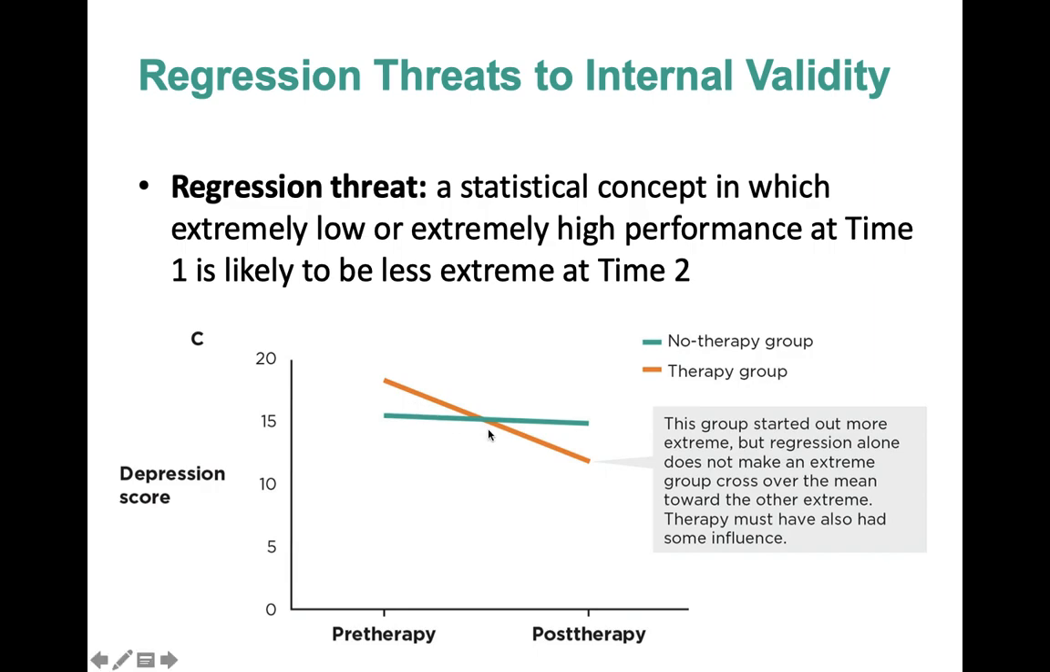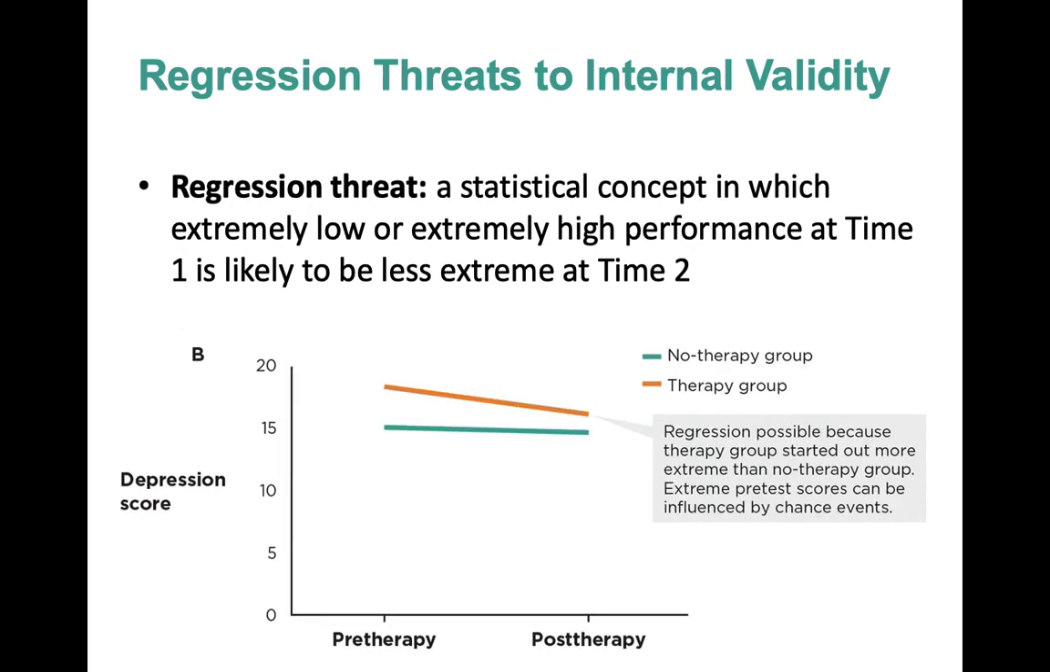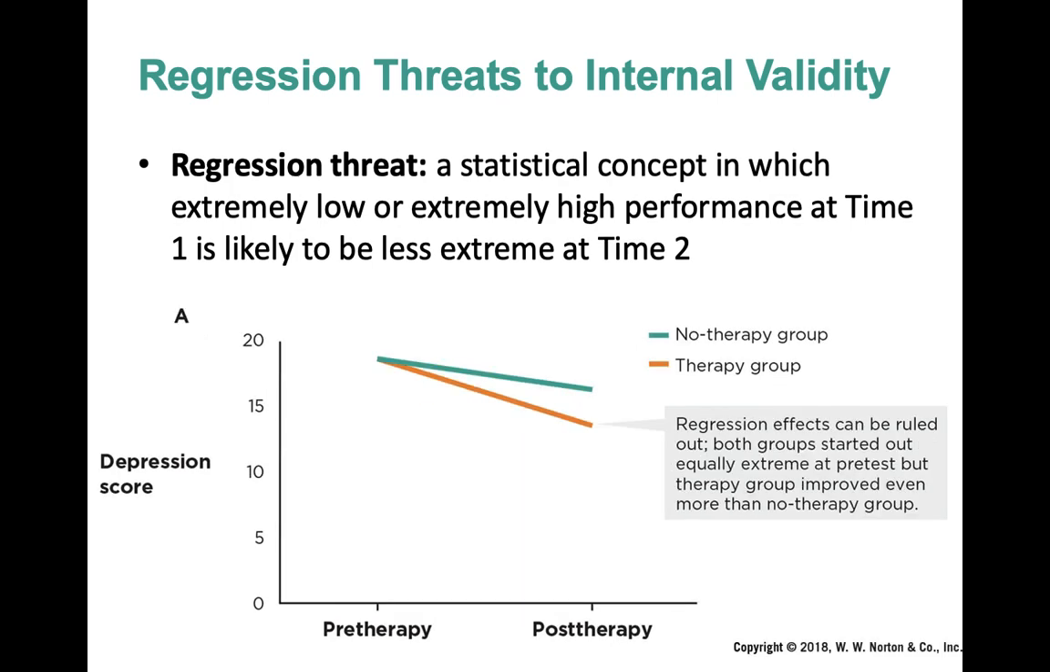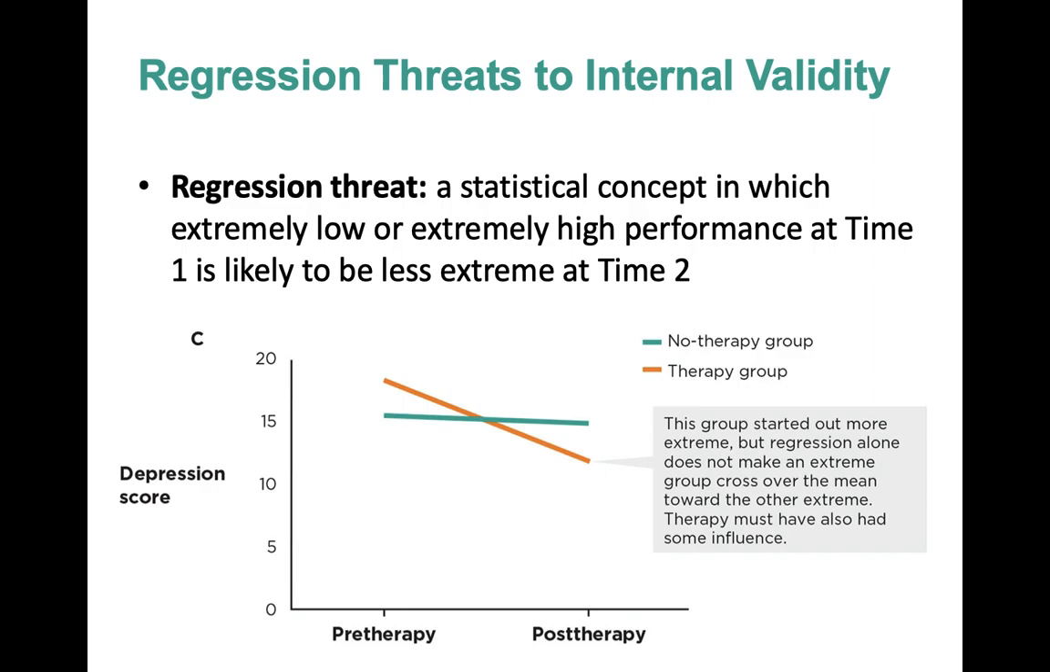Okay, you wouldn't get this crossover effect where the therapy group is even less depressed than the control group if it was only due to regression. Therapy must have also had some influence. So the way to assess whether there's a regression effect is to use a control group, and then you need to inspect the pattern. So with a control group, regression is still possible in this case. Regression can't be the only factor here. The therapy must have worked in this example, and then therapy must have worked in this example as well.